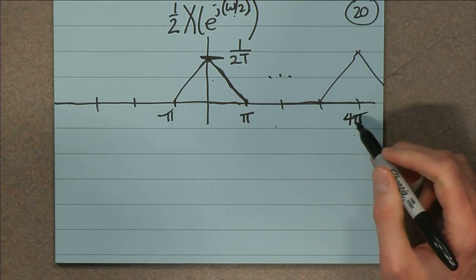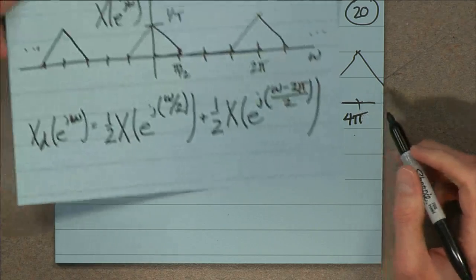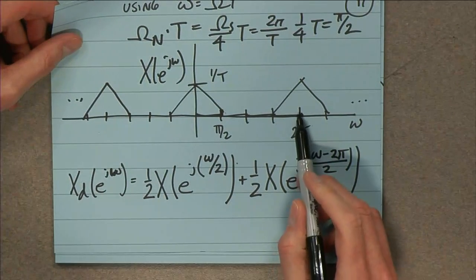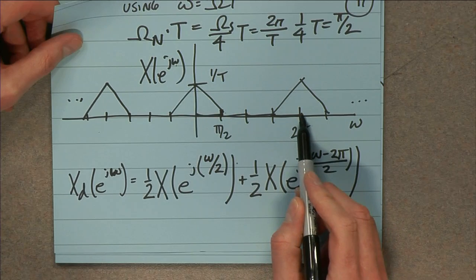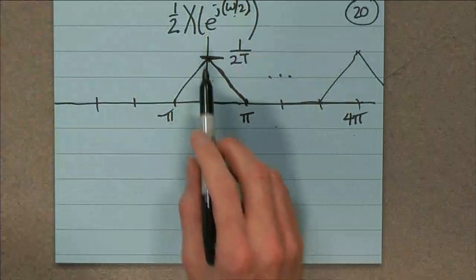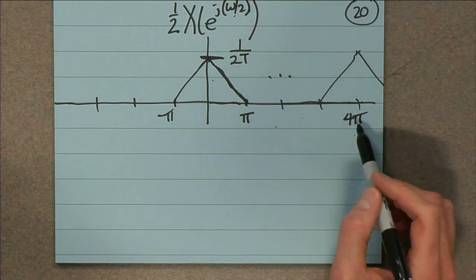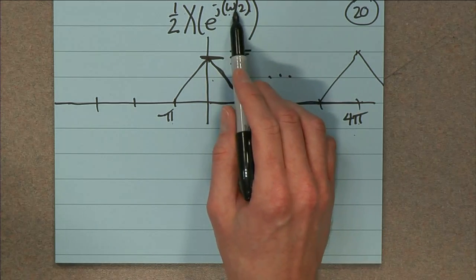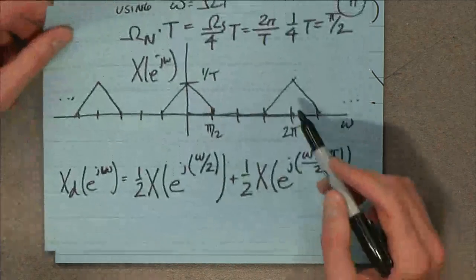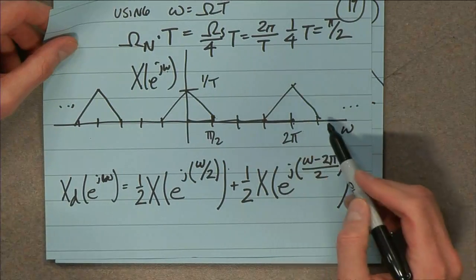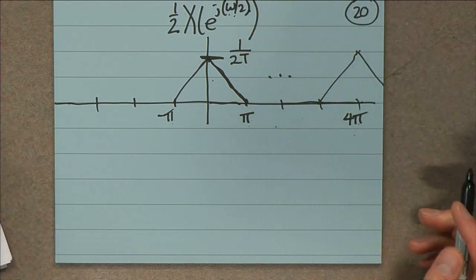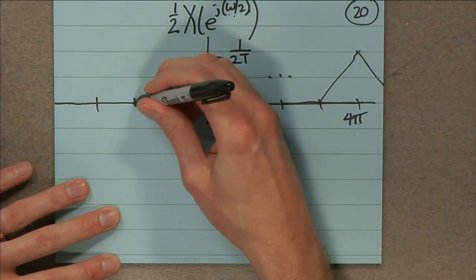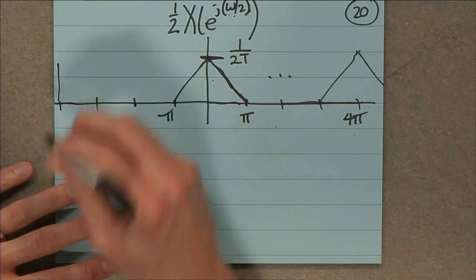And why does it go out to 4 pi? How did it get there? Well, we know that there's a copy of X(e^jω) at 2 pi. So if I'm going to divide it by 2, I'm going to have to put 4 pi here. 4 pi divided by 2 is 2 pi, to get the same thing I got here. So hopefully that's clear how this whole thing is basically expanding by this factor of 2, courtesy of dividing it by 2. So that's 2, 3, let's say that's 4.